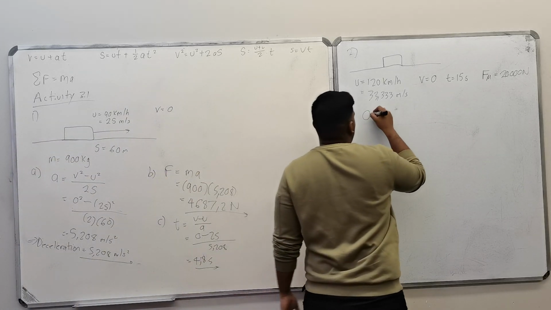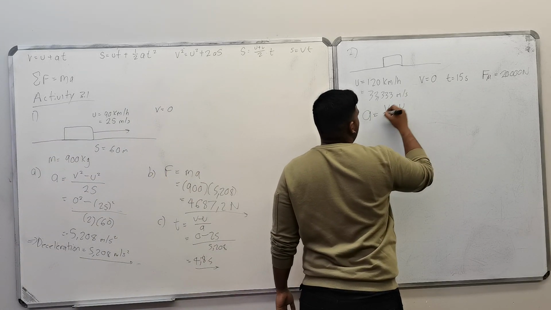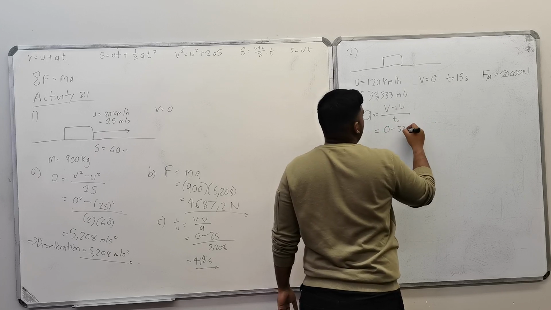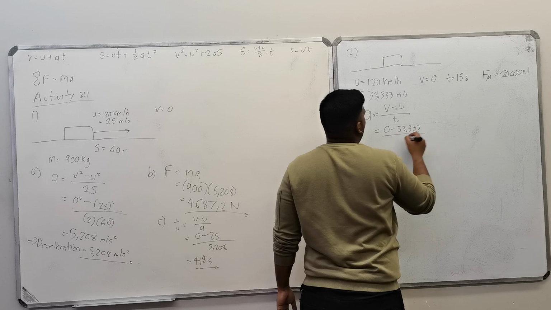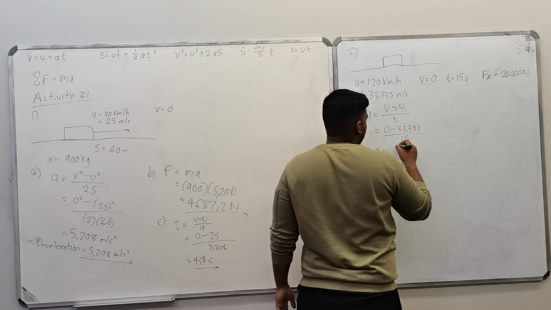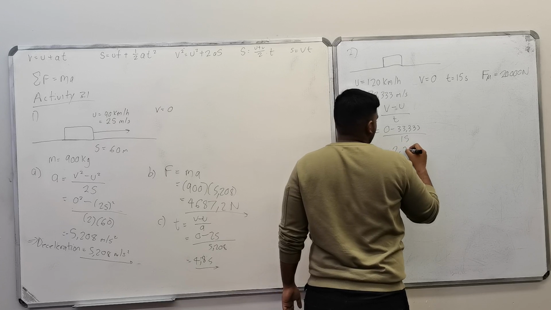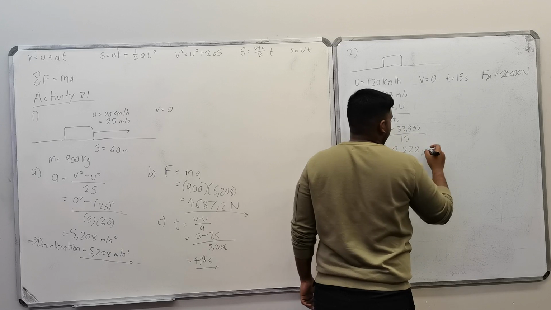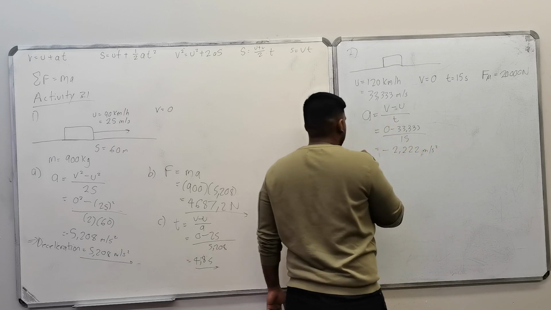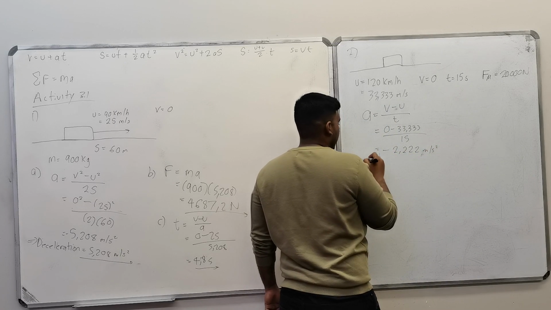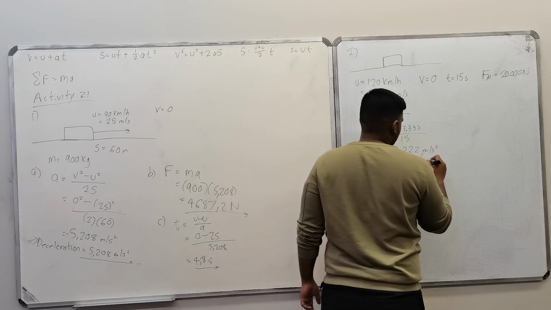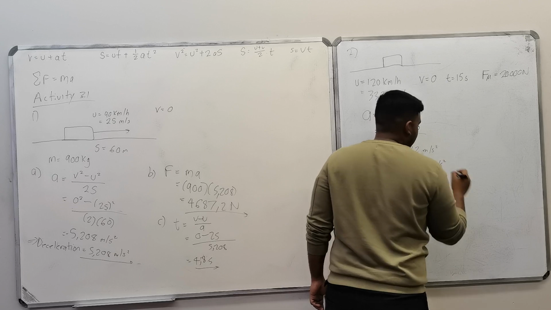If you make A the subject of the formula, it will be V minus U all over T. So this would be 0 minus 33.333 all over 15, which will be minus 2.222 meters per second squared. But remember, this is deceleration, which will be equal to 2.222 meters per second squared.